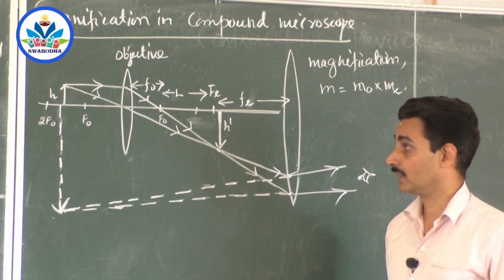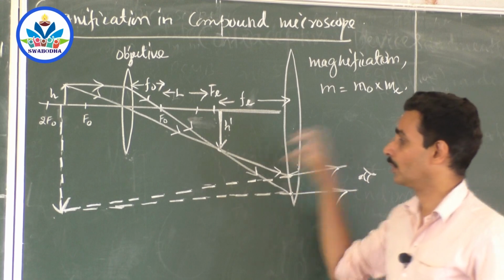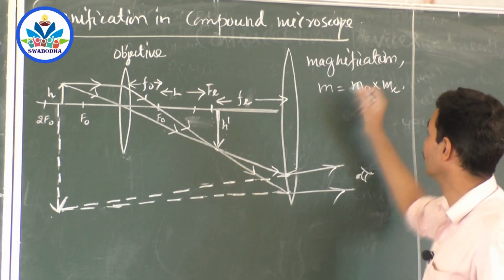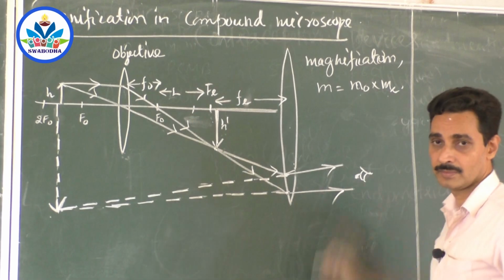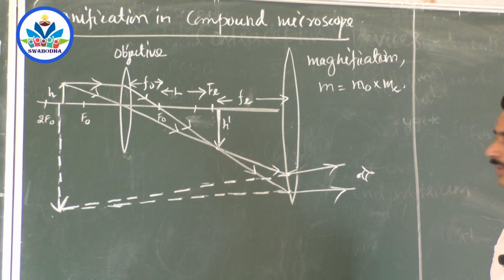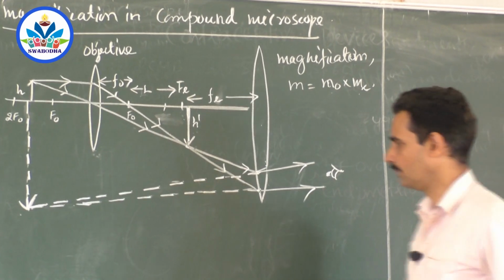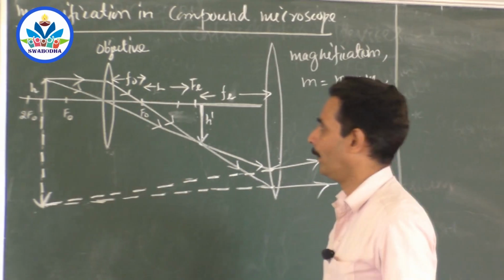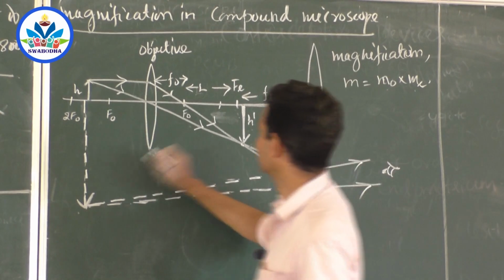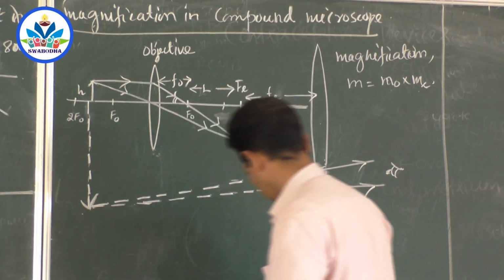What is the total magnification? 1 centimeter object, because of objective and eyepiece, has produced a 15 centimeter image, 15 times, which is nothing but 3 into 5. Very simple. So you have to multiply it. Now what is the magnification of objective and what is the magnification of eyepiece? So in order to find it out, you can do it like this. I will take some angles here now. I will take this angle as beta. Can you see that? Right?